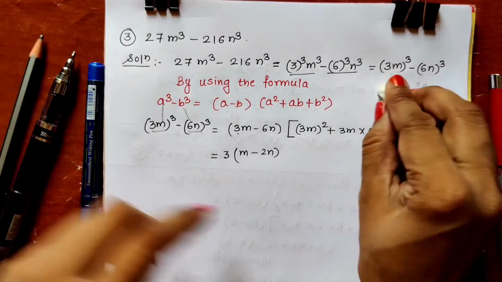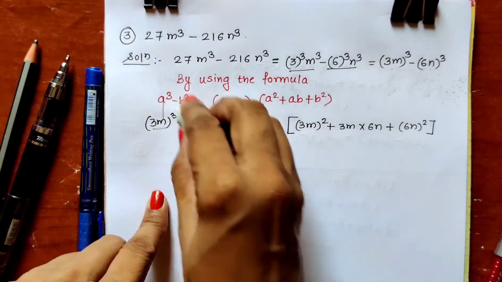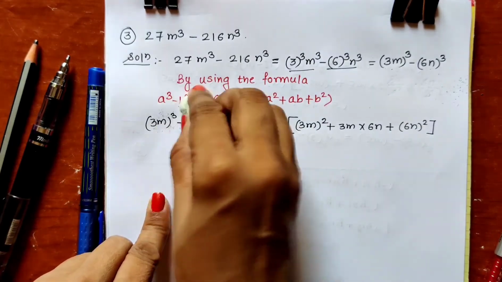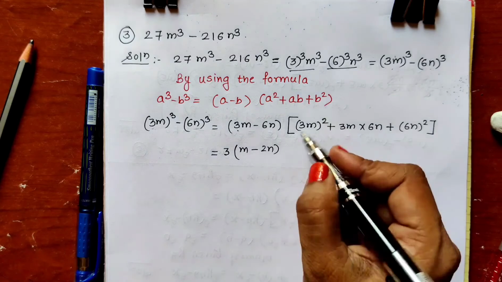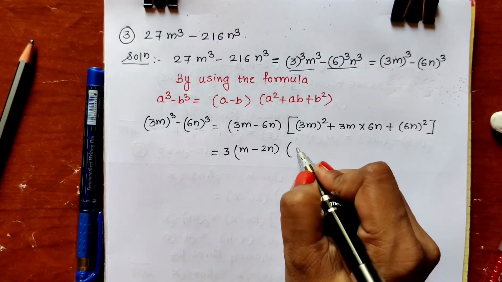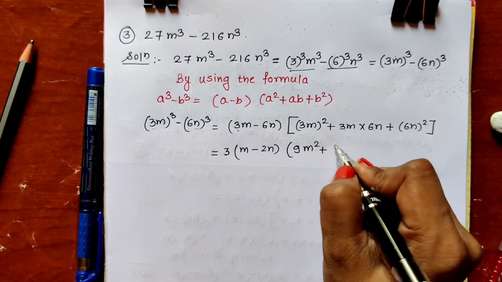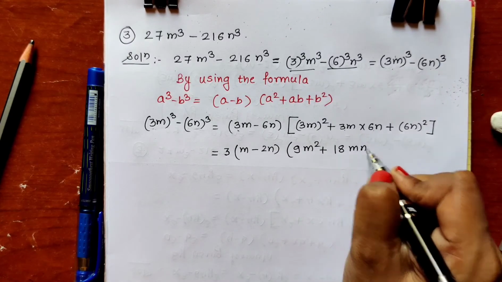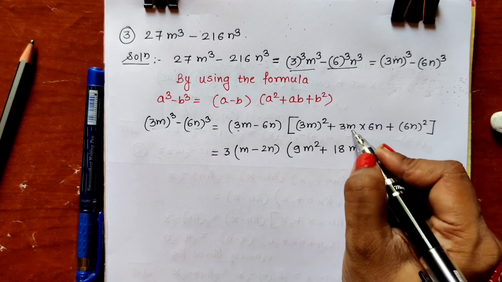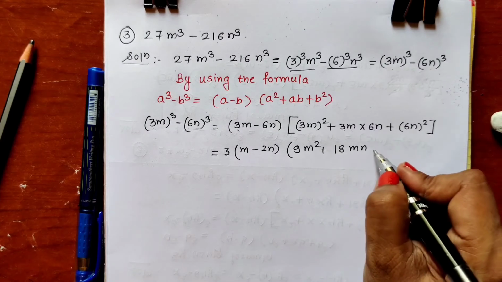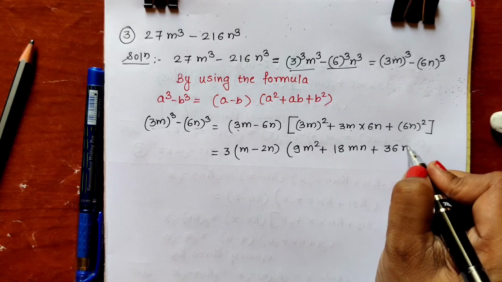This is rough work. This should be rubbed out. Okay, erase the rough work. It should not be shown here in the solution. Now let us solve this bracket. 3 square is 9. Square of m is m square, plus 3 sixes are 18mn. We have to multiply the coefficients first and then multiply the variables. Plus 6n square: 6 square is 36, square of n is n square.